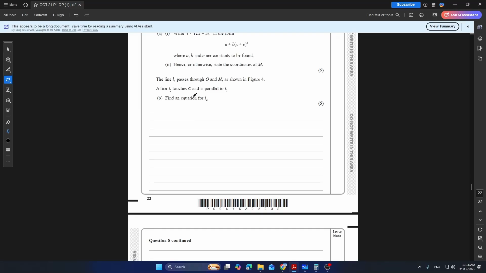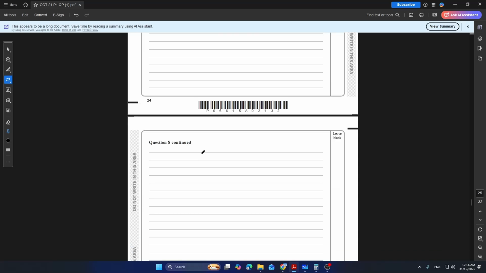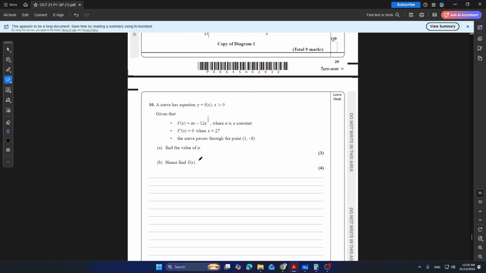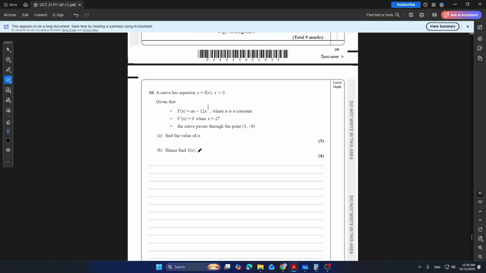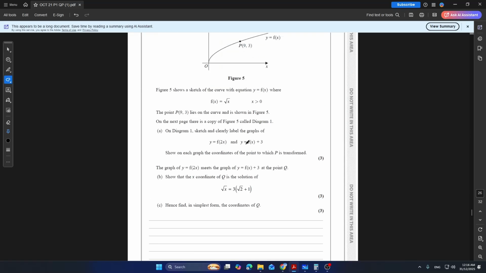Okay, so we have this question 8. Oh my god, 2 5-mark questions. Okay, and then we have question 9, and we have question 10. So, okay, 10 is pretty easy. And, okay, it's fine. This is all easy stuff that's left. So, it should be good.